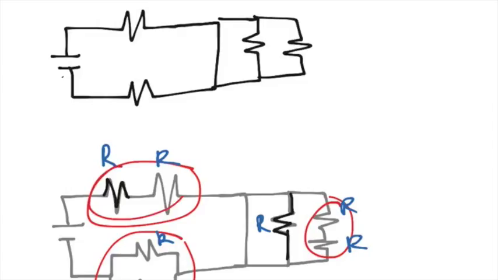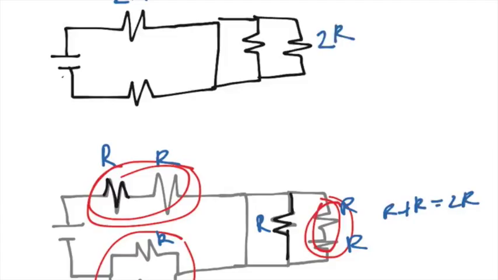Since this was two resistors in series, both with value R, the new resistance is going to be 2R. Because when they're in series, you just do R plus R equals R equivalent, and we get R equivalent equals 2R. We're going to do the same thing for this series on the end here. We have two in series, both of resistance R, and we're going to say R plus R equals R equivalent, which is 2R. We're going to replace this with 2R.